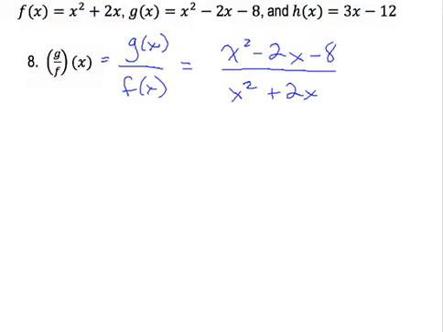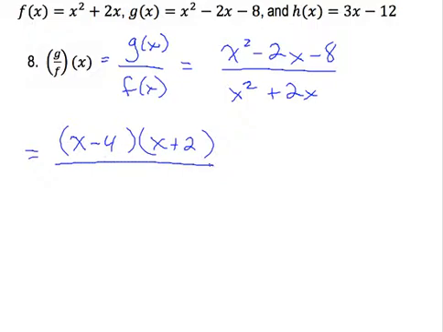So as with any rational expression, I'm going to see if I can do any factoring and see if I can simplify this at all. So my next step would be to factor the top and the bottom. And so my numerator factors into x minus 4 times x plus 2. My denominator, I can just take out a GCF of x, leaving x plus 2. And look at that. We get a couple terms, the x plus 2's that cancel away, and we're just left with x minus 4 over x.